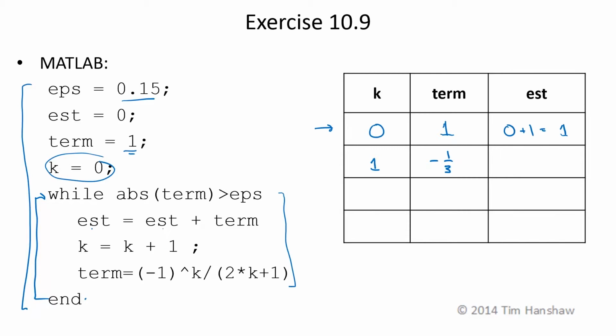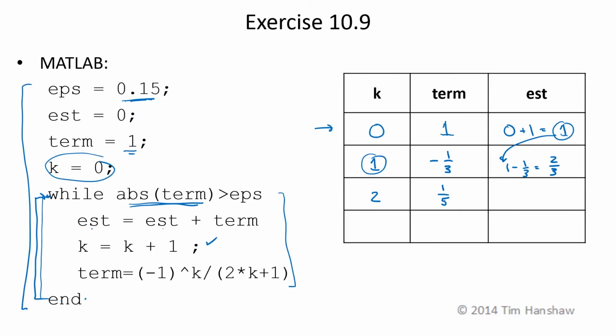Term is -1/3. Absolute value of term is 1/3. That is greater than 0.15, so I enter the loop. Est is equal to est plus term. My old value of est is 1. Term is -1/3, so this is 2/3. Then I get to this statement, k is equal to k plus 1. 1 plus 1 is 2. -1 squared is 1 over 5, so this is plus 1/5. I hit the end statement for the while loop, go back up here.